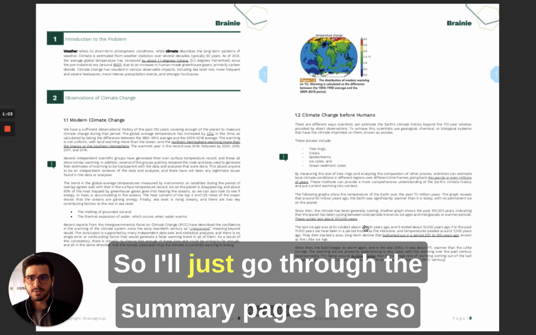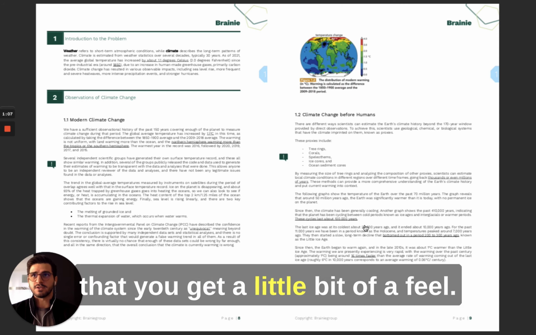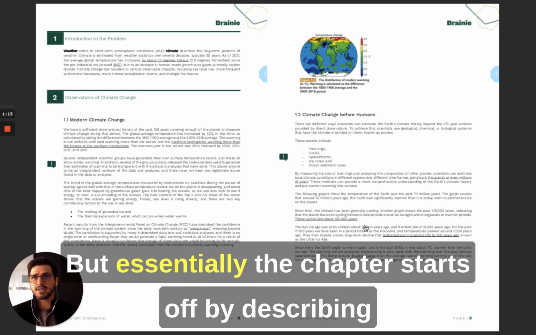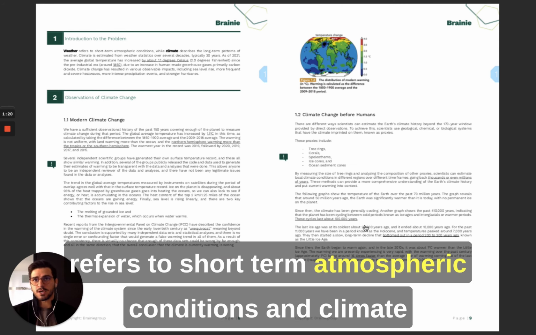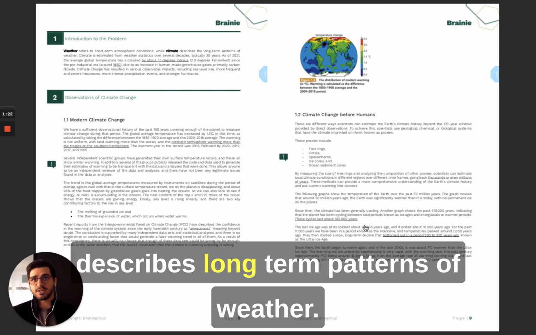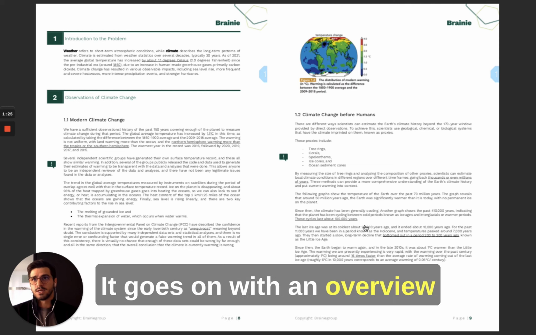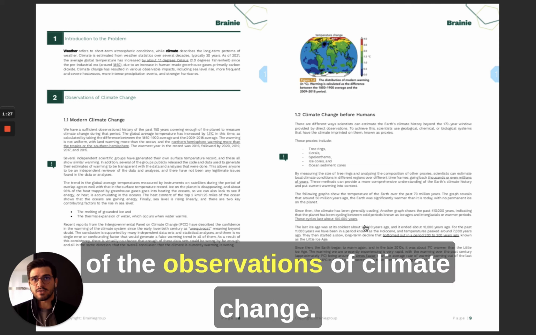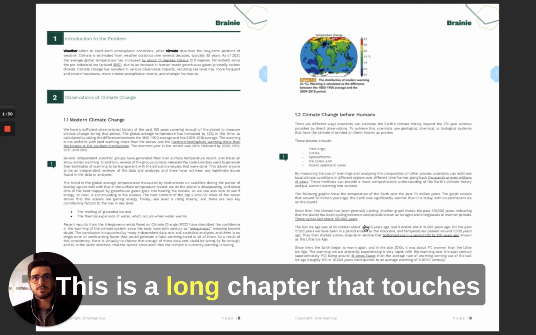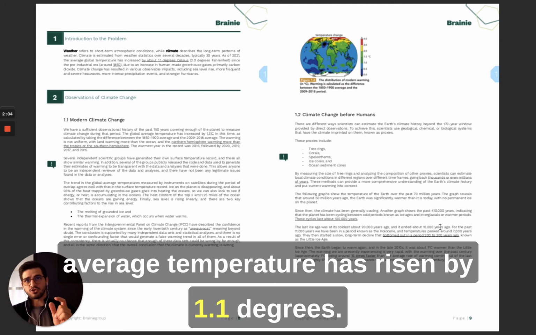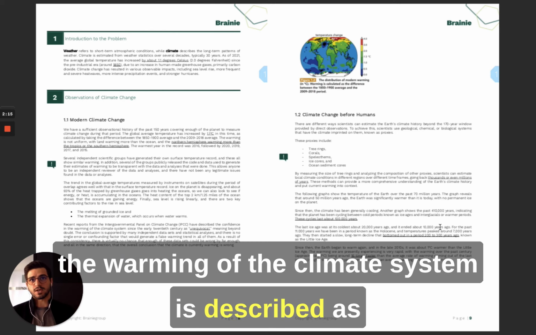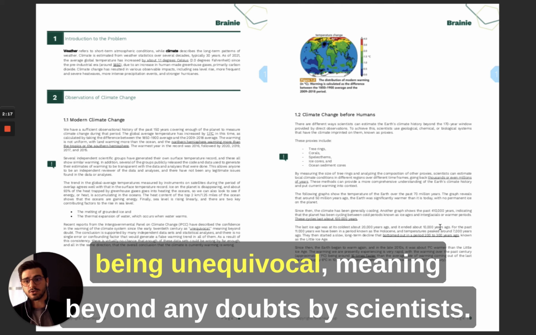I'll just go through the summary pages here so that you get a feel. The chapter starts off by describing the difference between weather and climate. Weather refers to short-term atmospheric conditions, and climate describes long-term patterns of weather. It goes on with an overview of the observations of climate change. This is a long chapter that touches on the first discoveries of a warming planet. The average temperature has risen by 1.1 degrees. This provides confidence. The warming of the climate system is described as being unequivocal, meaning beyond any doubts by scientists.